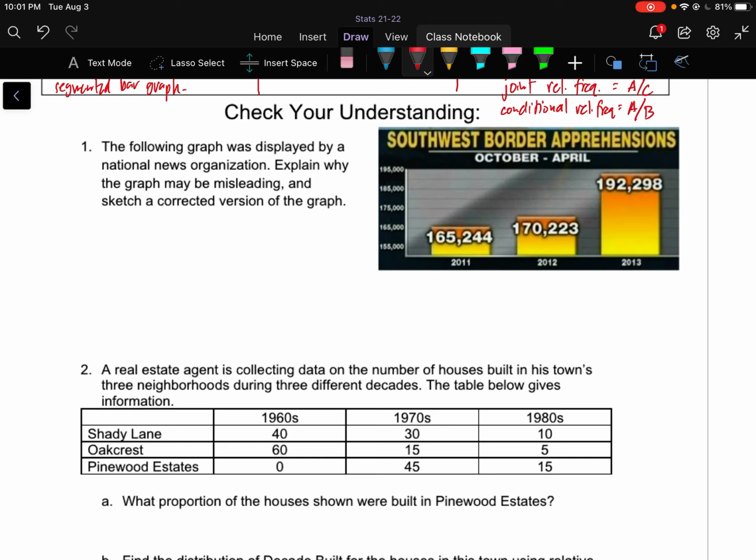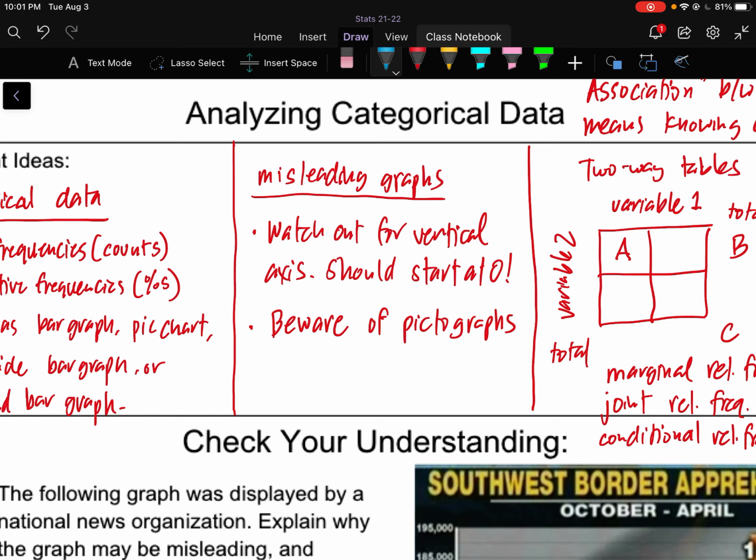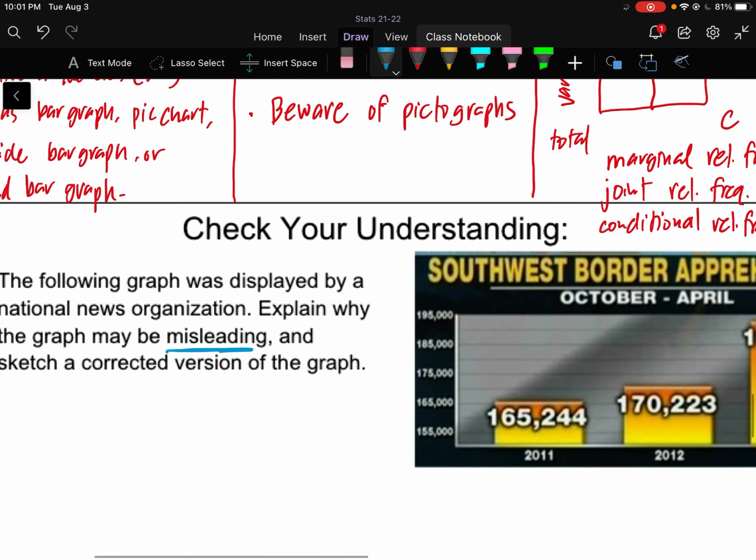All right, so let's go over number 1. The following graph was displayed by a national news organization. Explain why the graph may be misleading and sketch a corrected version of the graph. So we're looking at misleading graphs, and if we look back at our notes, we see that what we want to do first is check the vertical axis. Is it starting at 0 like it should?